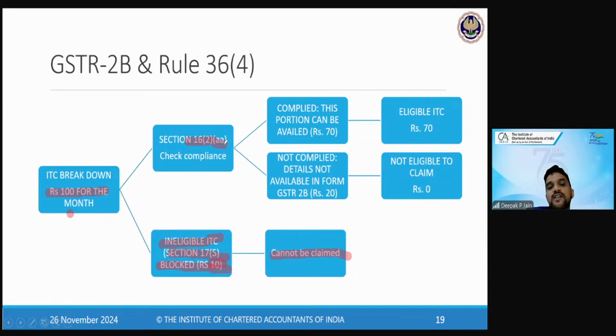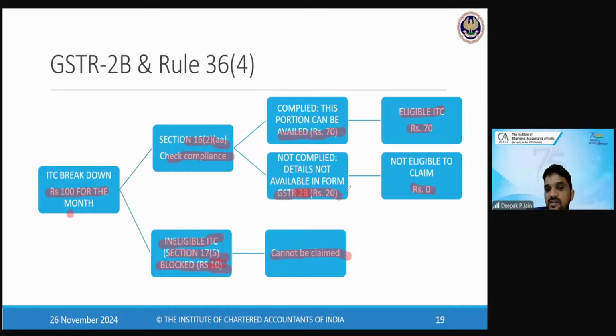Then you will go for checking 16(2)(aa) compliances. You will see that yes, 70 rupees is appearing in your 2B. Yes, you can claim the credit. Now 20 rupees is not appearing in your 2B. You cannot claim it. So whatever is appearing in your 2B, we can claim it. What is not appearing, we cannot claim it.